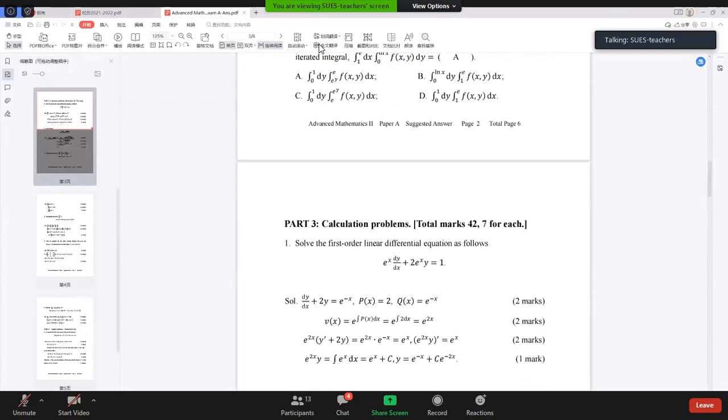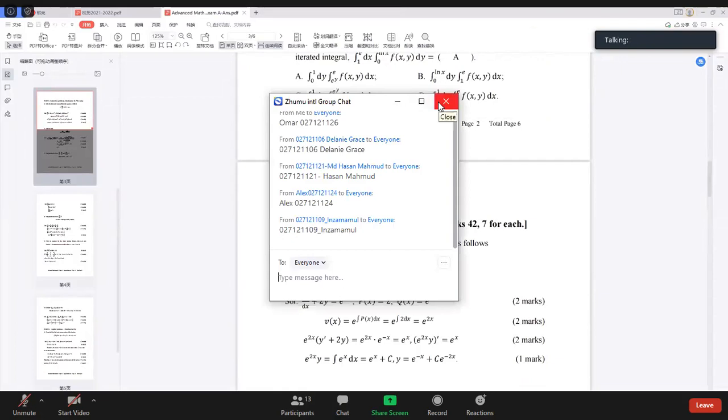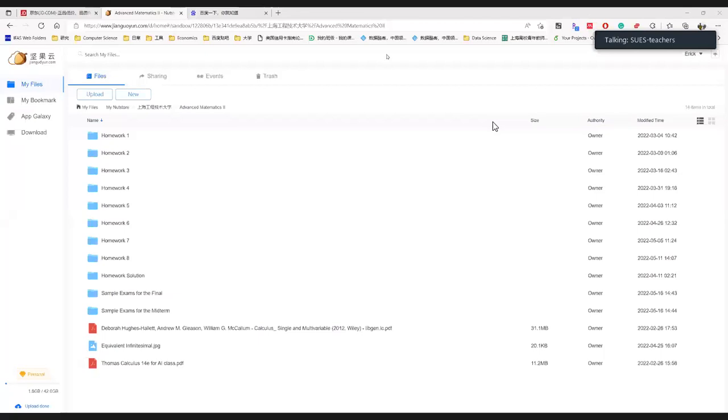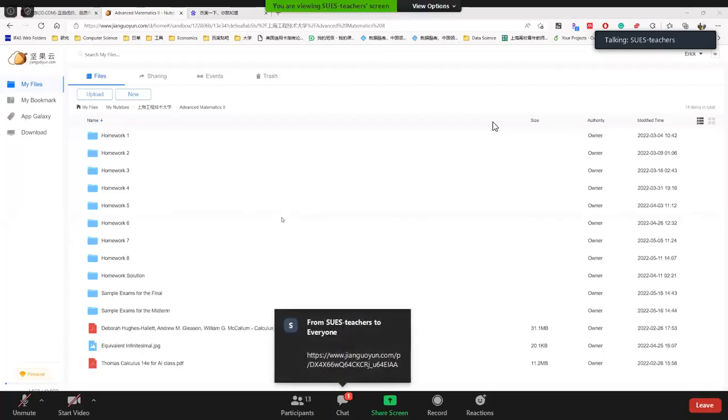In case someone doesn't know where it is, I'm sharing the shared folder links here. I'm going to give you guys a link, and you are going to see all the shared materials in these shared folders. You actually have a pretty good connection within this cloud service.